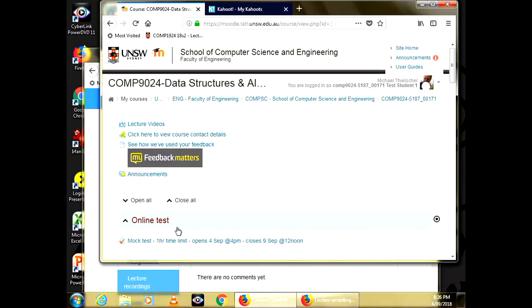see these tests. Now, this one says 1 hour time limit, opens 4 September, which is today at 4. This is when it was opened. And it actually closes on Sunday at 12 noon. So you've got time yourself to click on it and then answer these questions yourself, submit, and then wait until 12 noon to get your feedback.